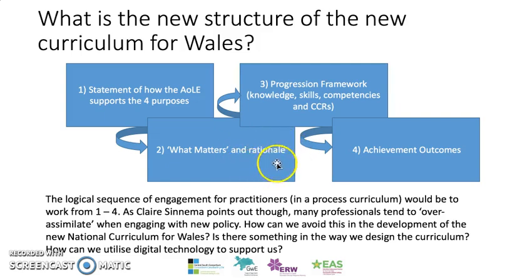And then the supporting rationales basically explain why those statements are important. Some of the groups are also using the rationale as an opportunity to highlight some key trigger points, which are then picked up within the third section here, which is the progression framework. The role of the progression framework within the new curriculum is to identify what knowledge, skills and competencies are important within the disciplinary areas, but also to link in the cross-curricular responsibilities of literacy, numeracy and digital competence. That is the work that is currently ongoing.